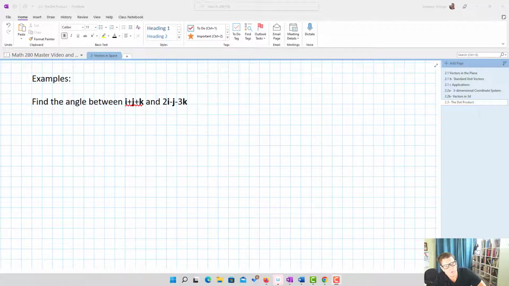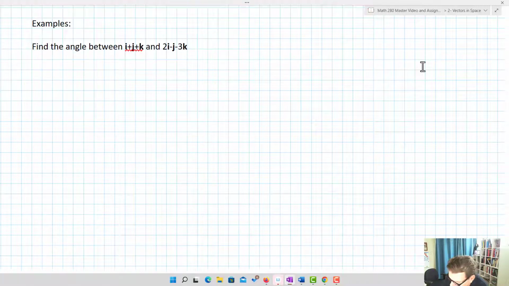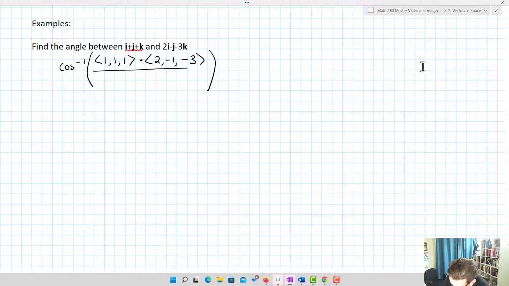Okay, so let's take a look, and we're going to start out. We're going to find the angle between i plus j plus k and 2i minus j minus 3k. So what we'll do is we'll say, okay, well, I know that that value is going to be cosine inverse of 1, comma 1, comma 1, dotted with 2, comma negative 1, comma negative 3. So in component form, those are my two vectors. And then the magnitude of 1, 1, 1 times the magnitude of 2, negative 1, negative 3.